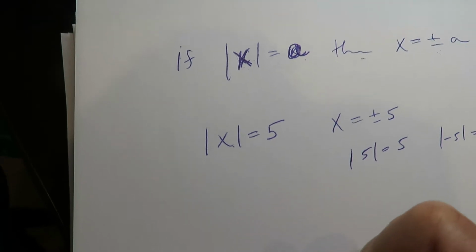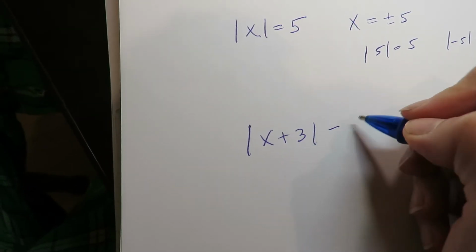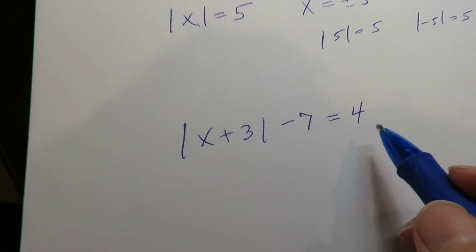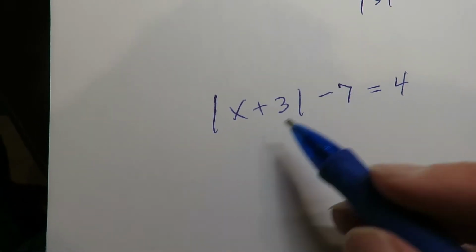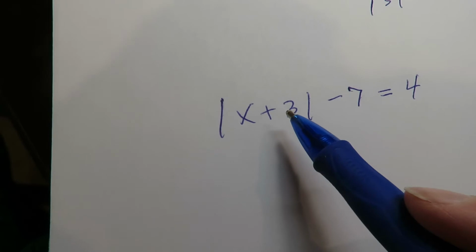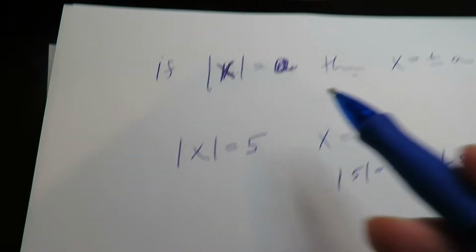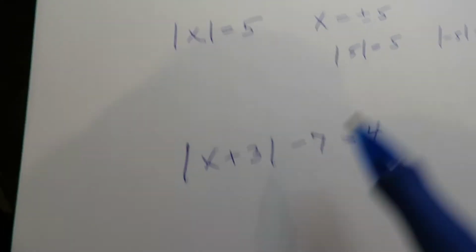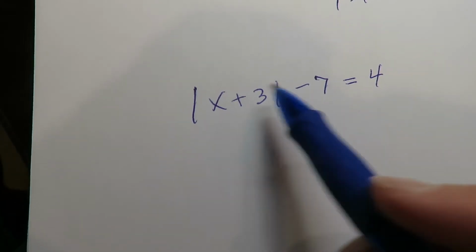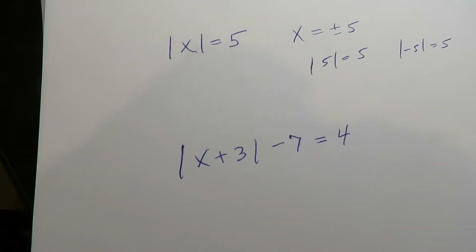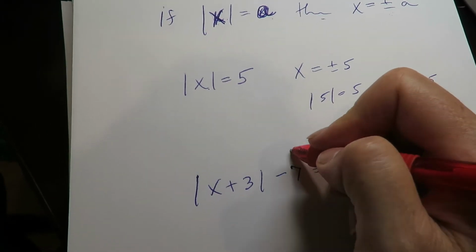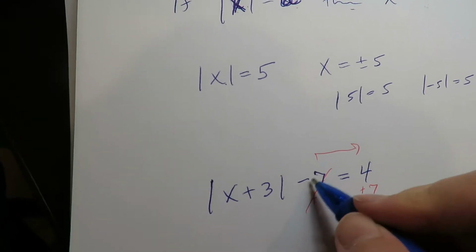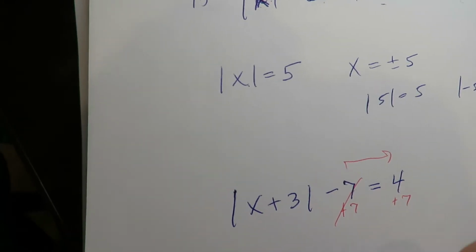Now as these get fancier, the general idea is that you want to isolate the absolute value before you use the rule. The rule only applies when the absolute value is all by itself on the left. So as I look at this problem, the absolute value here has a -7. So I actually need to move that to the other side. I have to get rid of that. Okay, so I'm moving the 7 to the other side. Since it's going on the other side, it has to be the opposite sign.